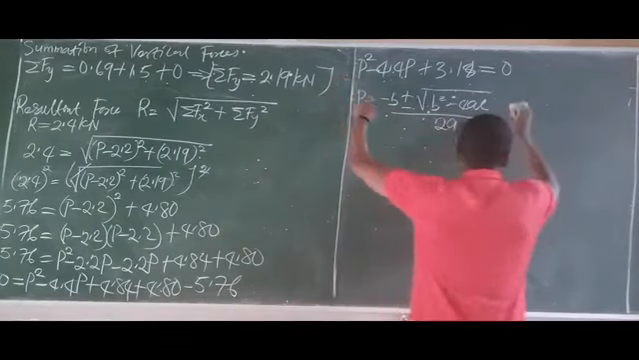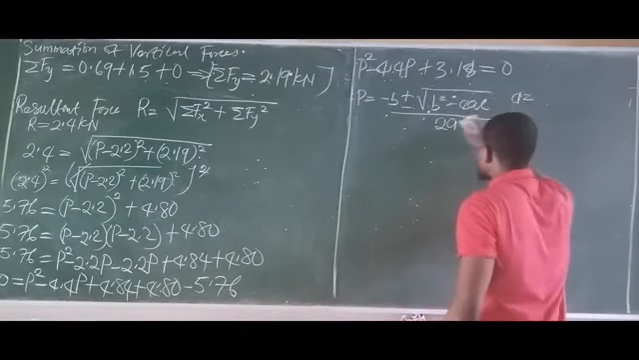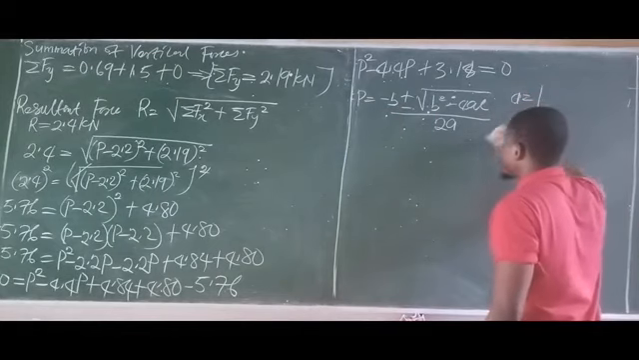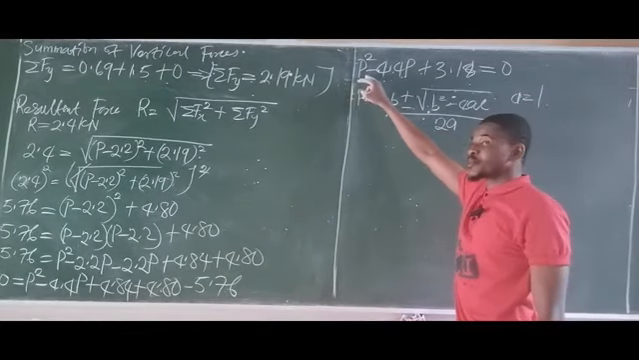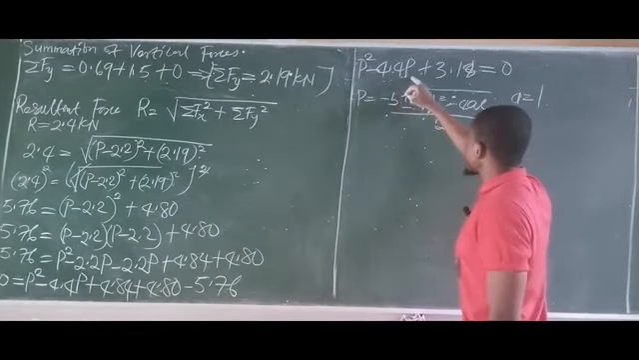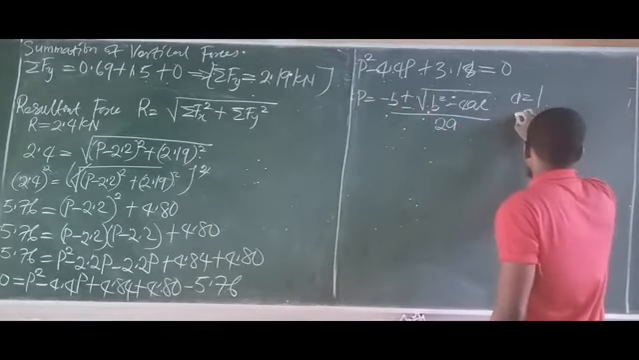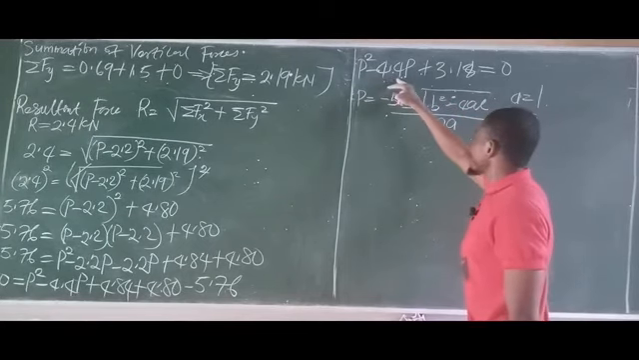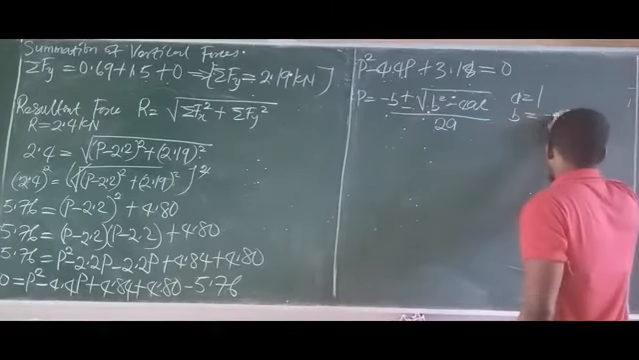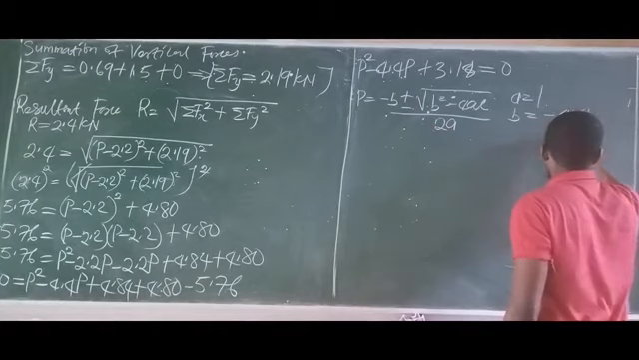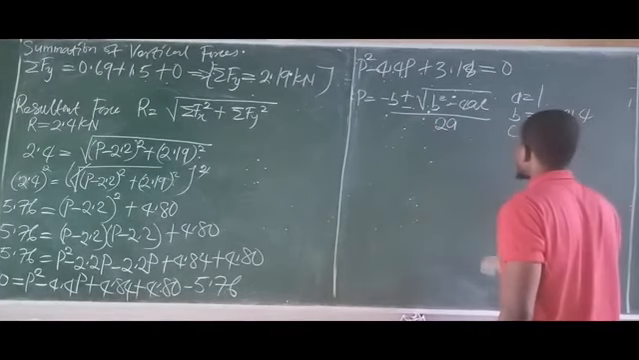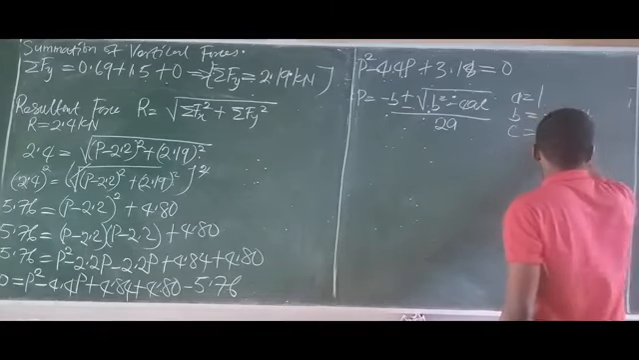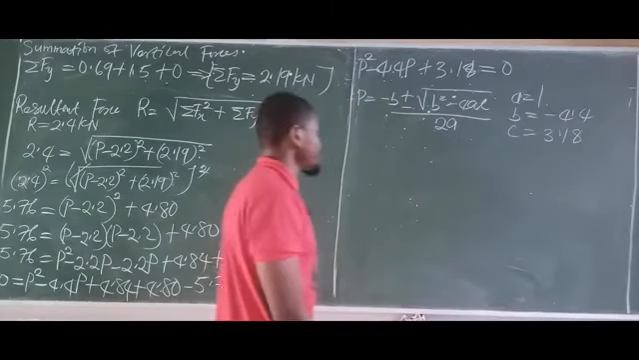Now, A is the coefficient of P squared, which in this case is 1. The number attached to this variable P squared is 1, whereas the coefficient of P becomes B. B is equal to the number attached to P, which is minus 4.4. And finally, C is the constant term, which is 3.18.